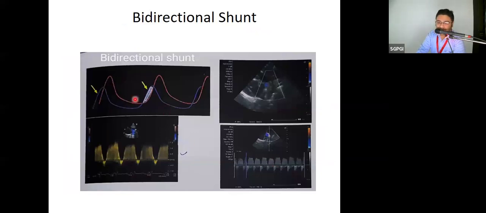So this is a bidirectional shunt. That means both these components are coming. This is the left to right component. This is the right to left component. This is positive. This is negative. Actually, these things will be more clear when we do it practically. Recently, we had an echo workshop. But because I have to cover the diagnosis of PPHN, I'm explaining all these things.